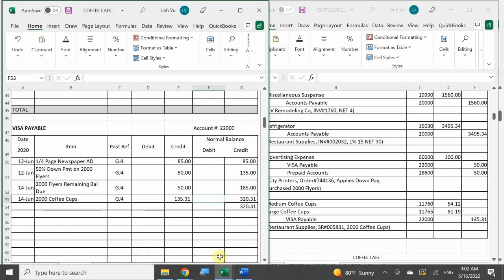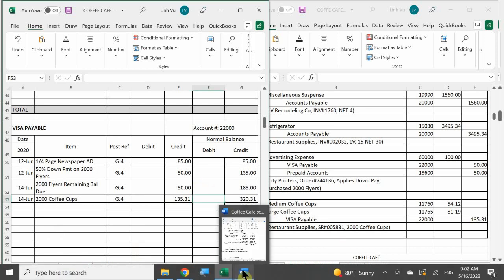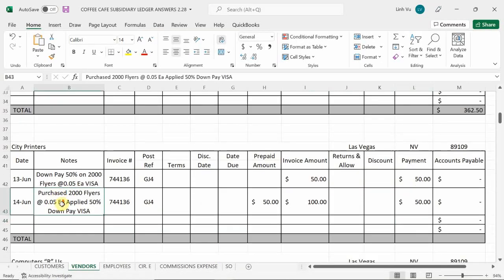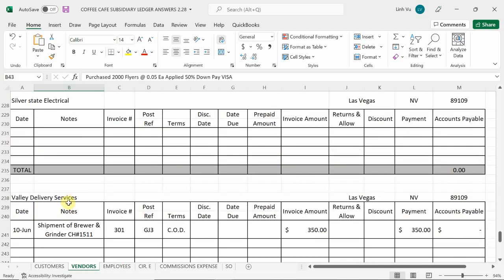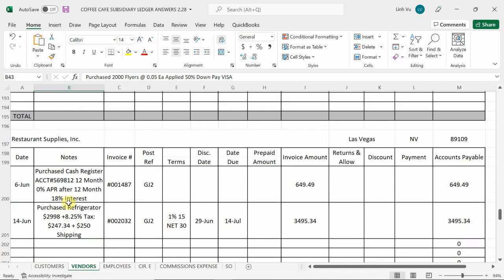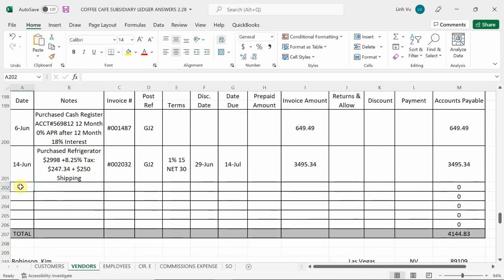Did you buy styrofoam versus paper? Okay? So in this case, that's exactly what I'm going to do. I'm going to make a note of this in my restaurant supplies account. Okay, here we go. So restaurant supplies. Here we are. Okay, it's the 14th, right?